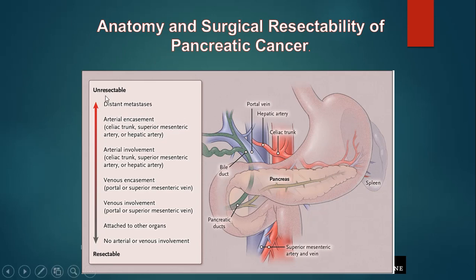and the distant metastasis is the farthest point where the irresectability becomes most eminent: the distant metastasis, and before that, arterial encasement. So, whenever these two things are apparent, the tumor becomes irresectable, and mostly palliation is the answer. Palliative treatment is the answer, like stenting.